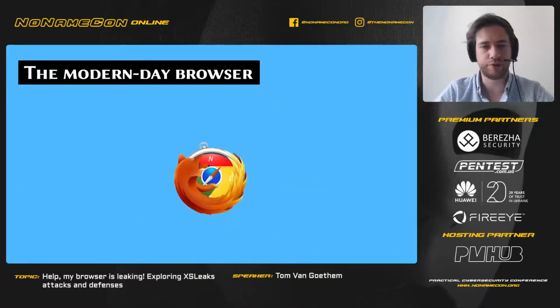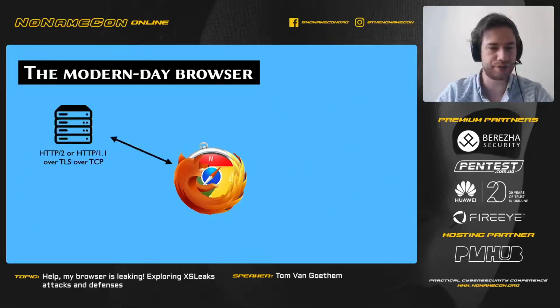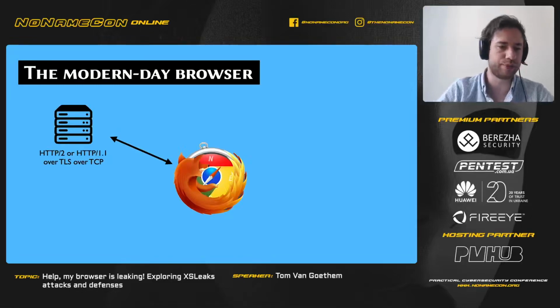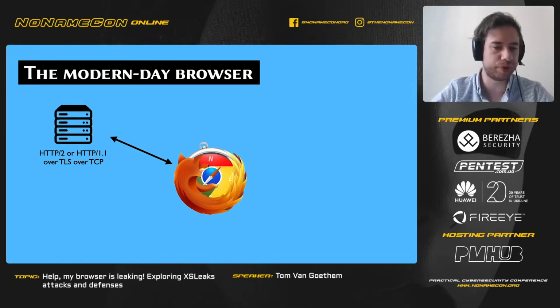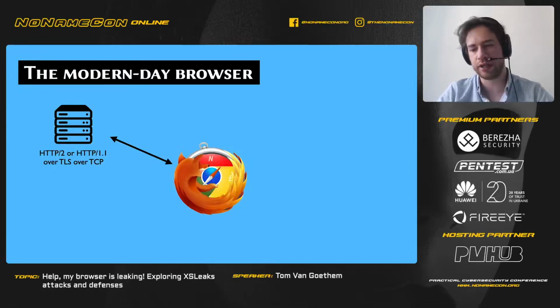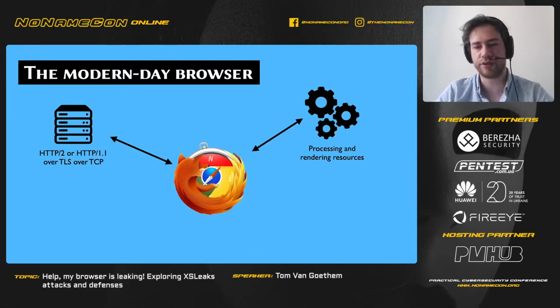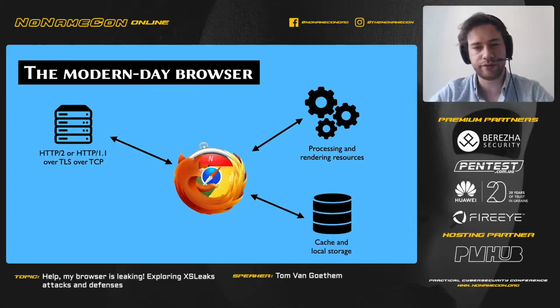So let's take a look at the modern day browser. When you visit a website, the first thing that the browser needs to do is fetch the content from the web server. This will be over an HTTP2 or HTTP 1.1 connection, and typically over TLS over TCP. Once the resources have been fetched, the browser will have to process and render them. In order to improve performance, websites can also make use of caching and local storage.